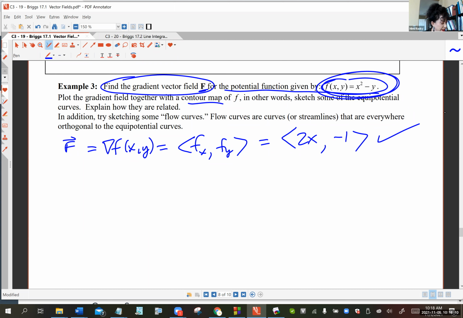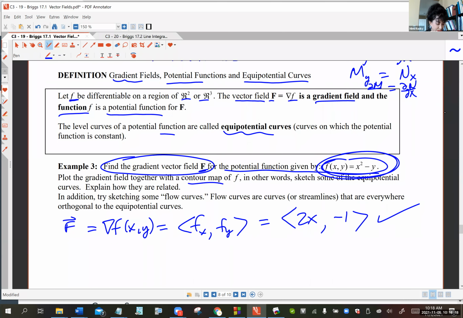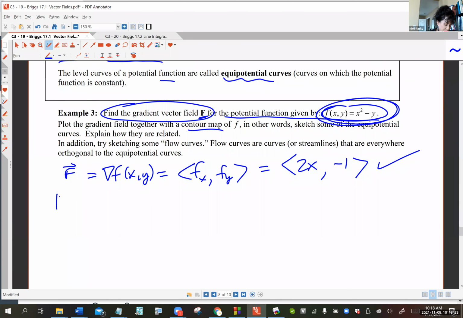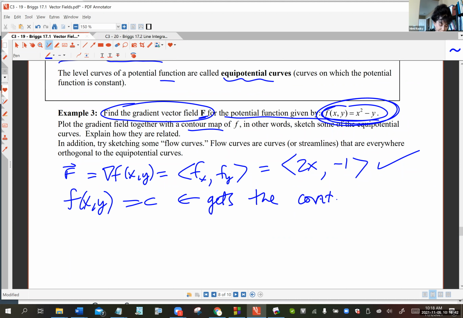Now what? We've got to go get those equipotential curves there. So how do we get those? The equipotential curves. This is where you take the magnitude of your vector field and you set it equal to, or excuse me, let's get the level curves for the function f(x,y), set it equal to a constant. So this is going to help you to get the contour map. So these are level curves.